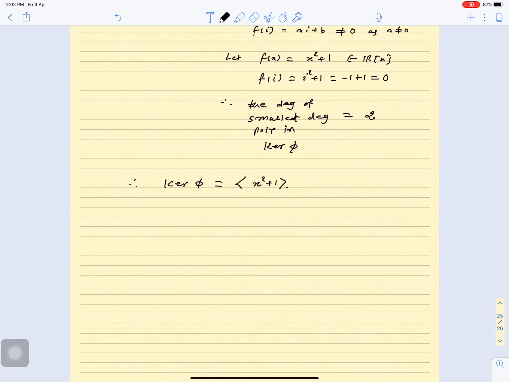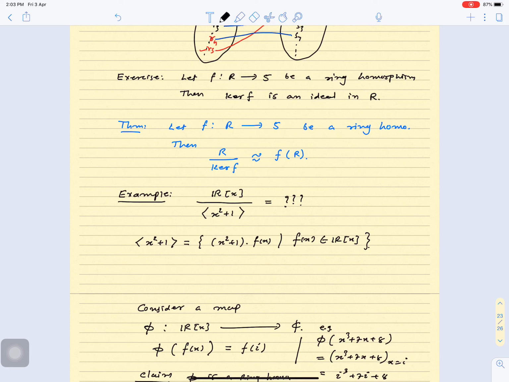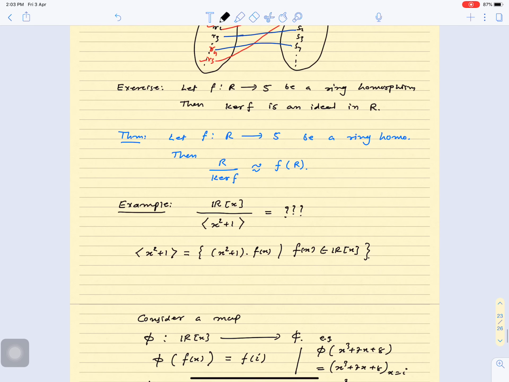So now by the ring homomorphism theorem, which I have just stated, this one: let f from R to S be a ring homomorphism, then R quotient kernel of f is isomorphic to f of R.